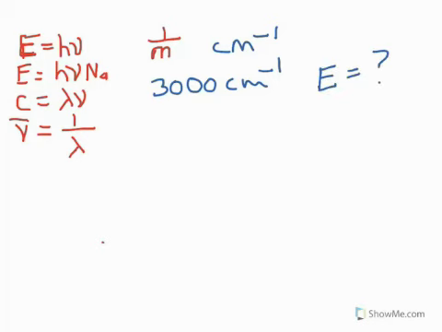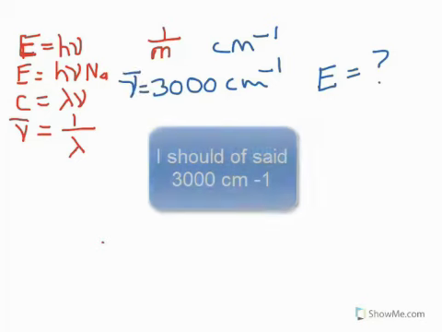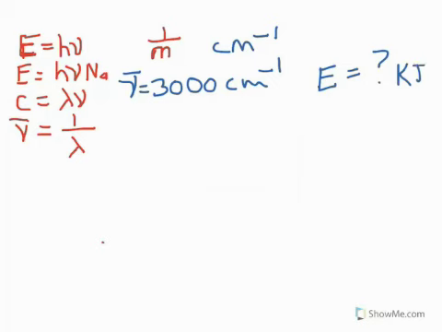I'm going to do this two ways. First, I'm going to calculate it with algebra, and for some of you this will be the easy way, some of you it will be the hard way. Nu bar is 3,000 centimeters to the minus 1. So when I think about this, I try to figure out the equations I want to use, and the units for this are going to be in kilojoules. I note that it's not kilojoules per mole, so I know I'm going to be using this equation.